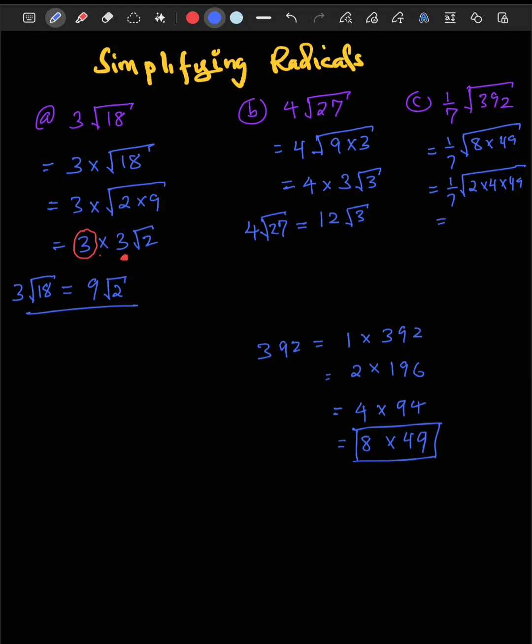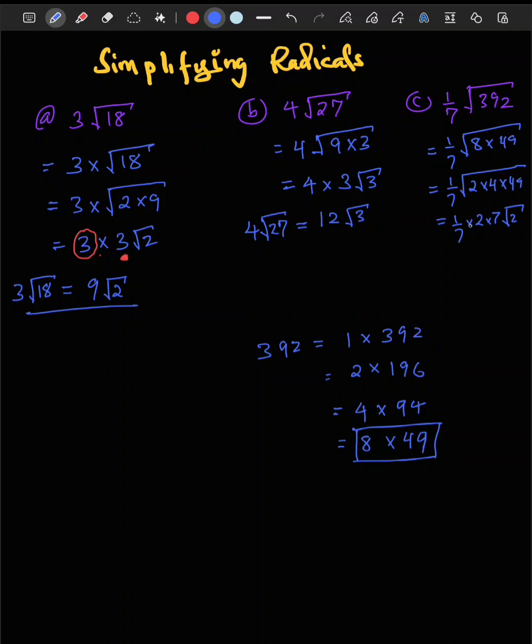So inside that, we have two perfect square numbers, and that is 4 and 49, and we can find square roots of those. We can find the square root of 4, we can find the square root of 49, but we cannot find a whole number square root of 2. So that is going to remain as it is. This is going to be written as 1 over 7 times the square root of 4, which is 2, times the square root of 49, that is 7, times square root of 2.